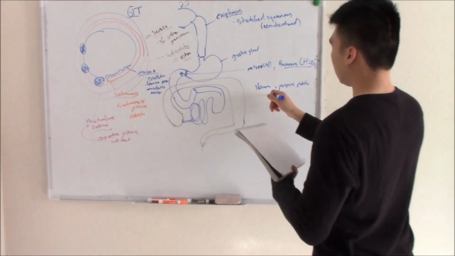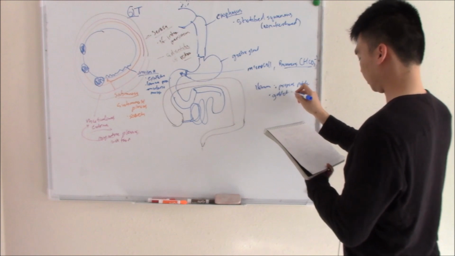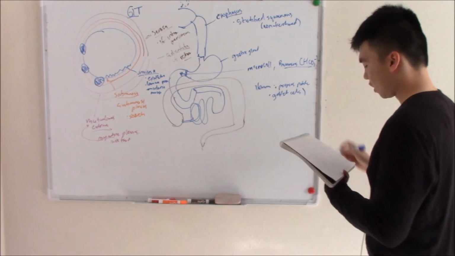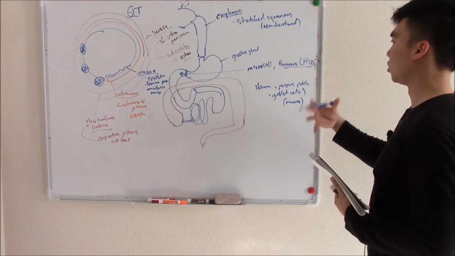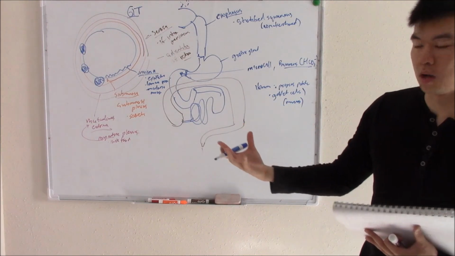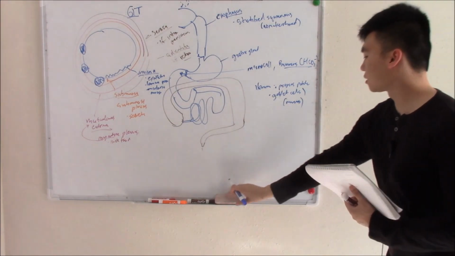It also has the most goblet cells. Goblet cells help make mucus. Why do we need mucus? Well, we need to lubricate the food, the poo, and help ease its passage. So it has the most goblet cells. So ileum is incredibly important to know.